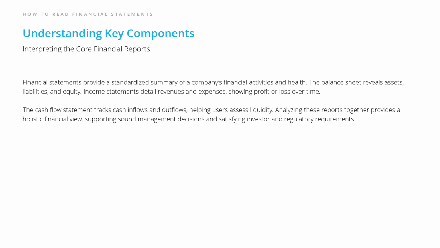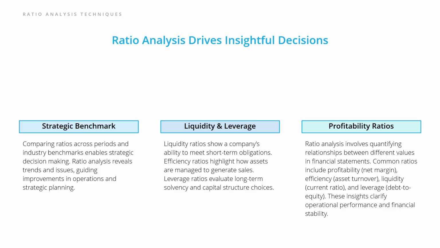When you analyze these statements together, you gain a well-rounded understanding of the company's health. This is essential for both regulators and executives seeking to make informed, strategic decisions. Next up, we'll see how analyzing ratios from these statements can unlock trends and signal where a business is thriving or struggling. Ratio analysis is one of the most important tools for interpreting financial statements. By looking at ratios, we can benchmark a company against its peers, track performance over time, and catch issues before they become problems. Let's break it down.